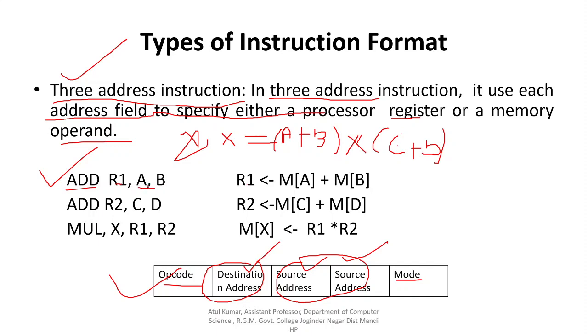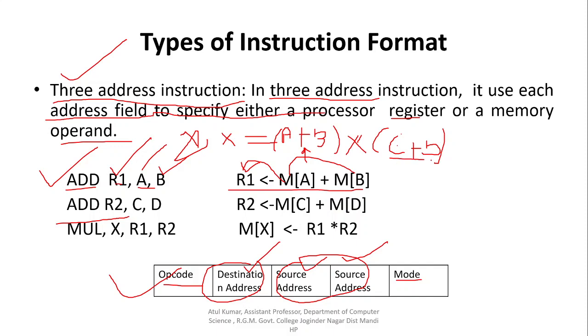This means we have 3 addresses. One is the address where A is stored, second is the address where B is stored, and third is the address of the register. This instruction tells the memory address of A and the memory address of B, where B is stored in the memory. They both are added, and the result is stored in the register R1. So this one is basically for A plus B.